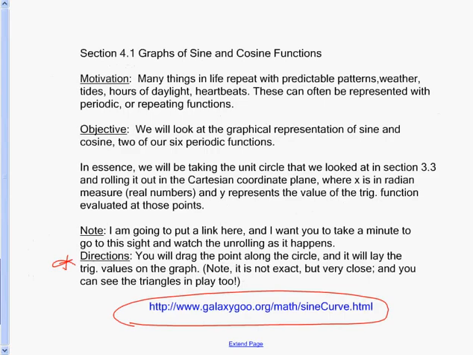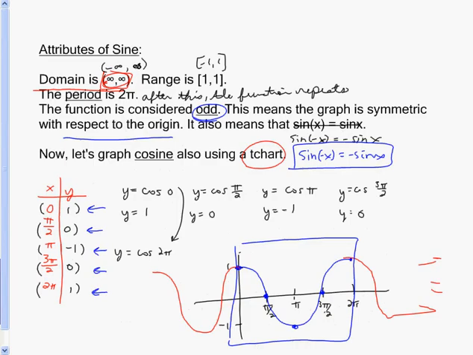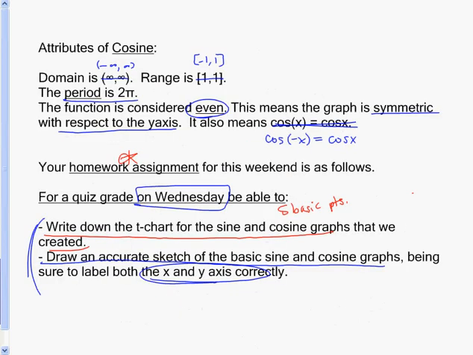Okay, not too bad. Graphs of sine and cosine functions. This is the very basic part that we are fixing to lay out and build the rest of this chapter on. So this is very foundational. Make sure you put the time into it to do it well.